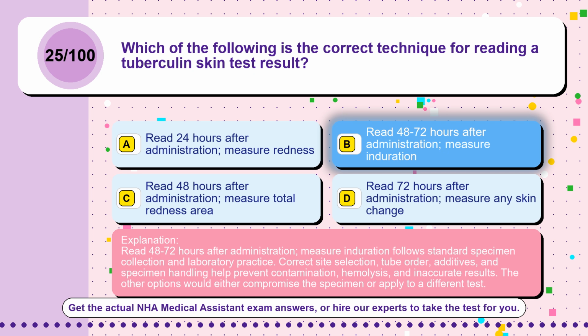Critical values must be reported immediately according to facility policy. Normal glucose or white blood cell values do not require urgent panic notification.